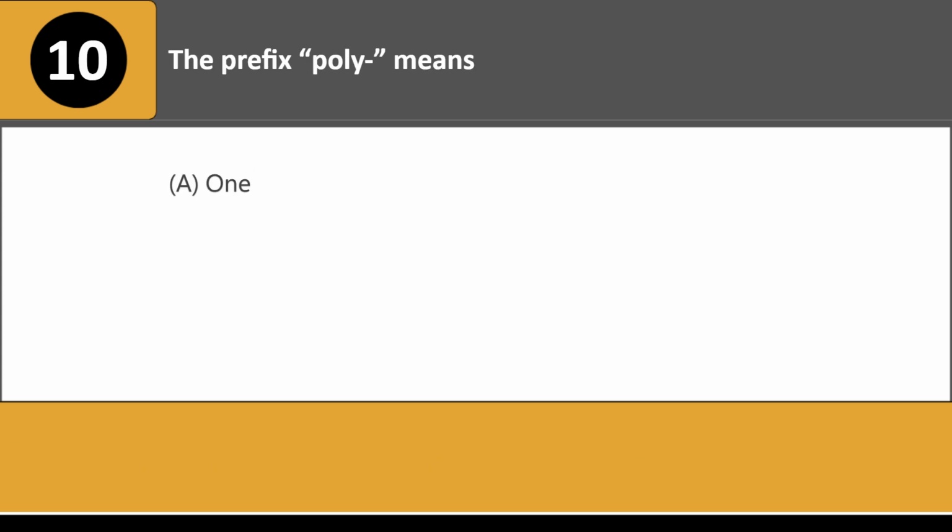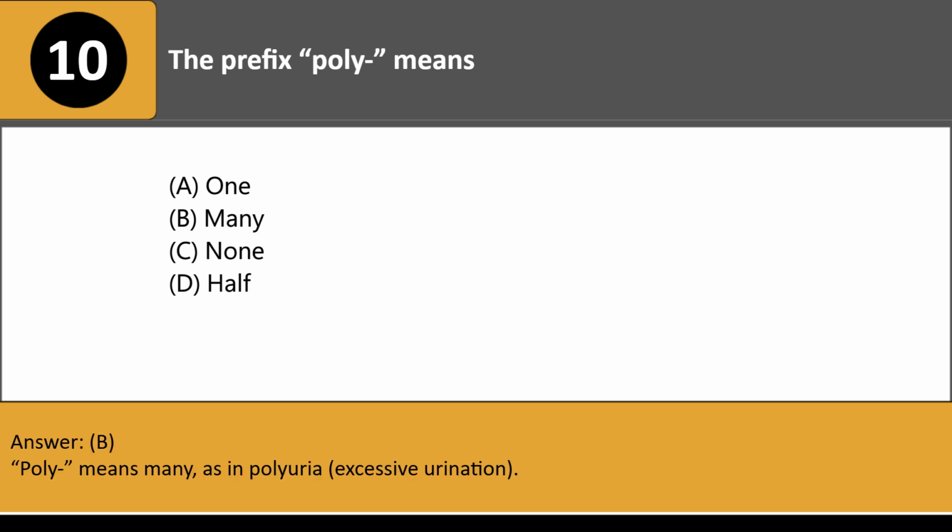The prefix poly- means A. One, B. Many, C. None, D. Half. Answer B. Poly- means many, as in polyuria, excessive urination.